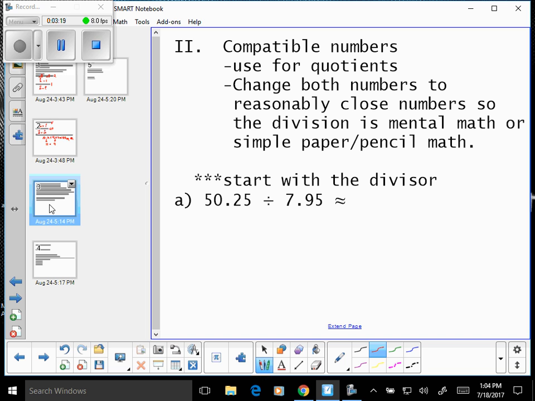So my estimated area is going to be 99, and area is in square feet. Our next strategy is compatible numbers. Compatible numbers is used for quotients, in other words, when we divide.